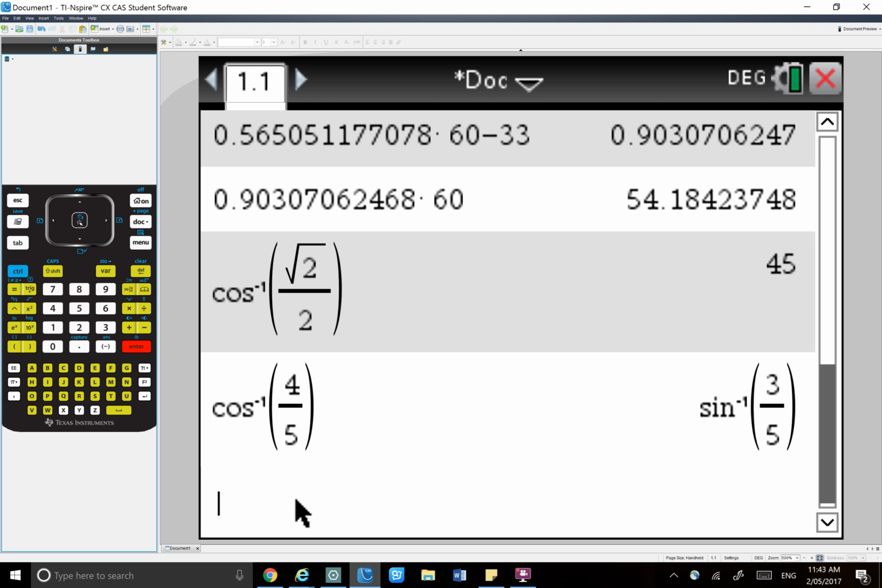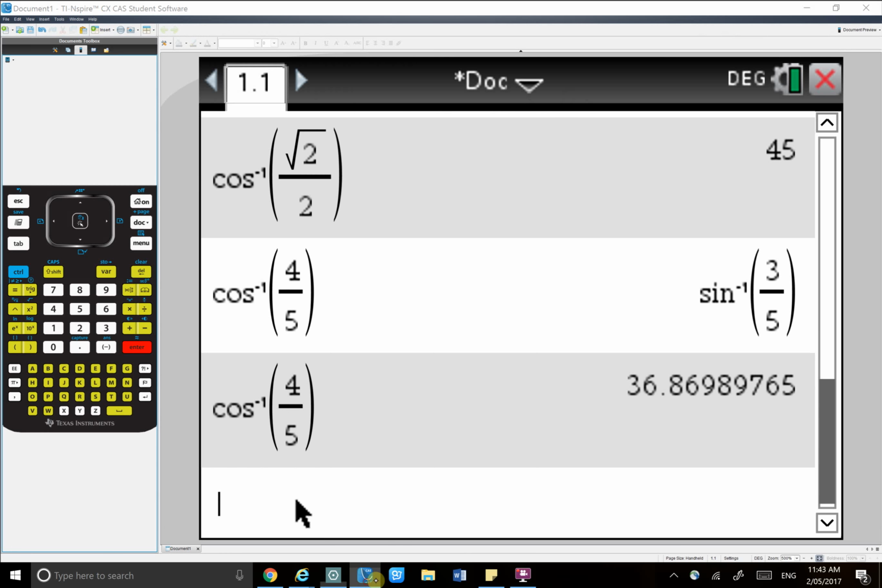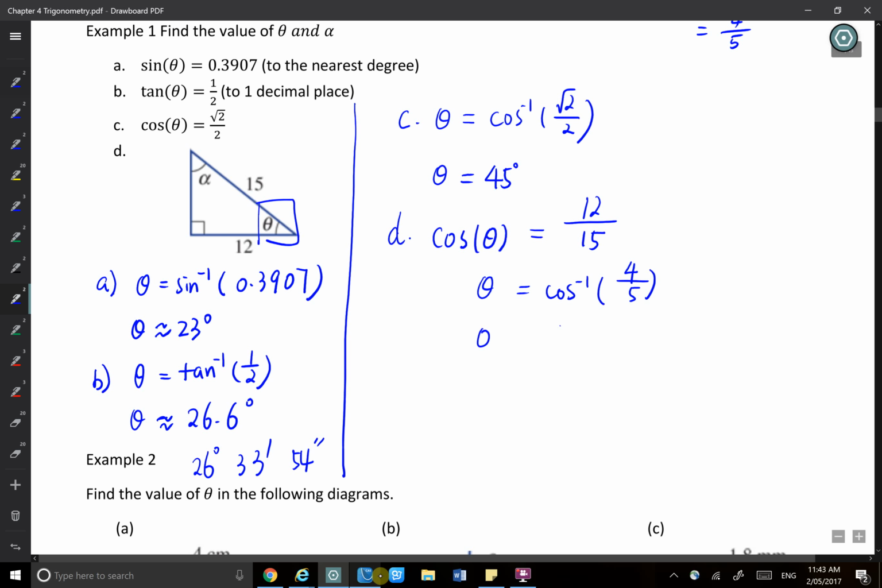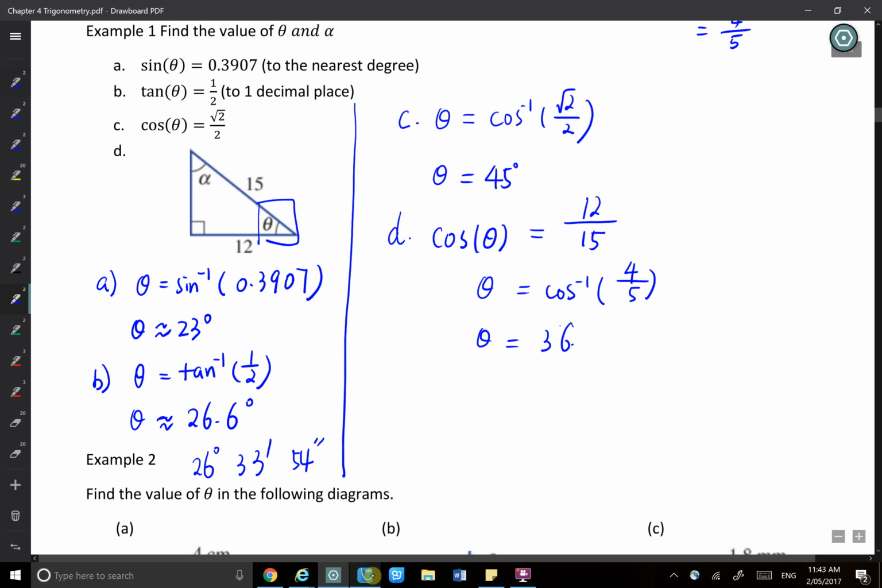Well, see, it's not giving you the exact value. It's not giving you the approximation values. So you press Control and Enter. That will give you 36.89. Okay, 36.9 degrees. Theta equals 36.9 degrees. Then alpha will be equal to 90 degrees minus theta.